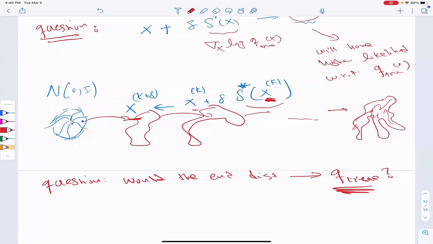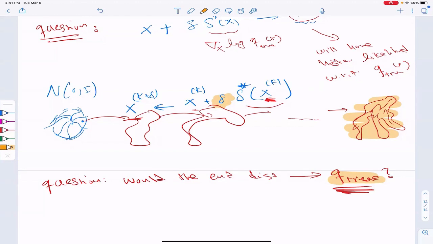Then you update them a little bit, you get another distribution. Do it many more times with small enough delta, like 2,000 steps. The ending distribution that you're going to get, would it converge to the true distribution? Because you're using the score with respect to the true distribution.